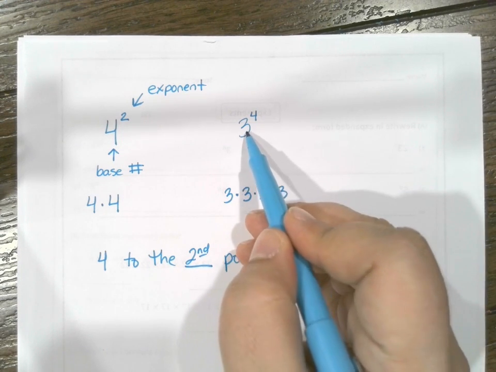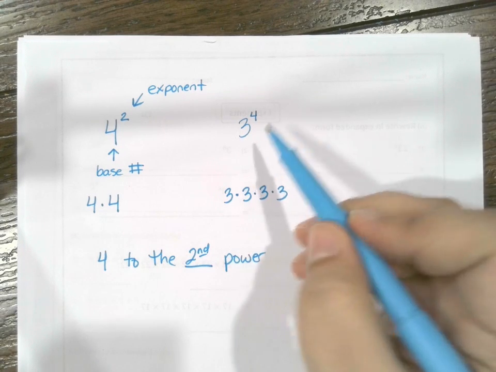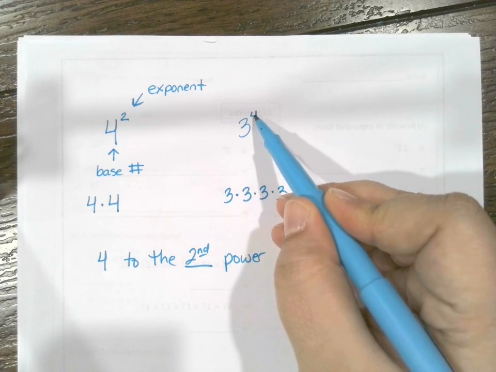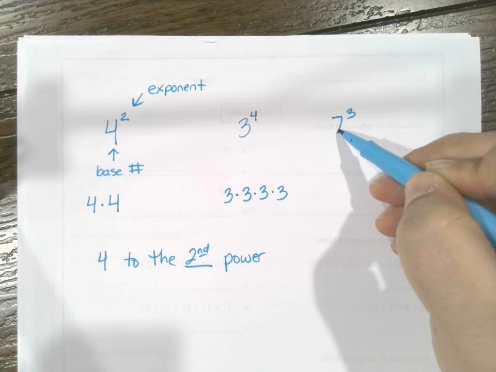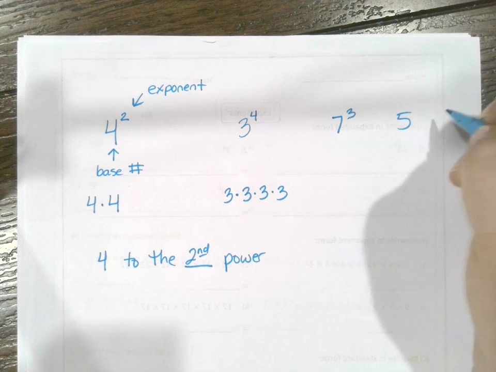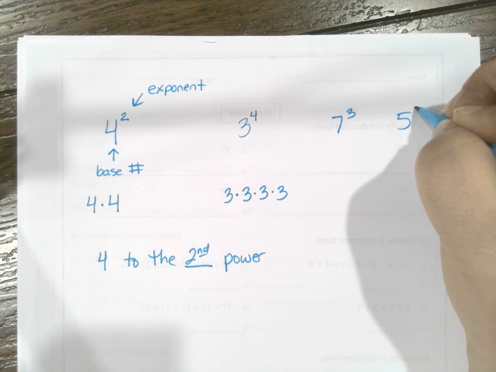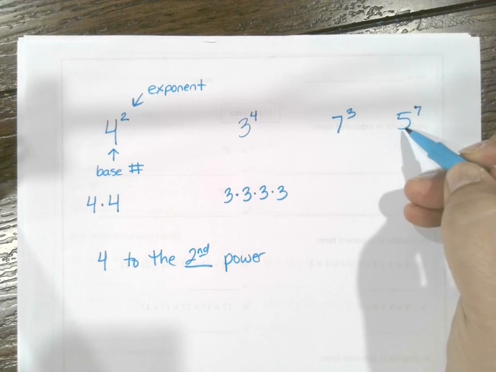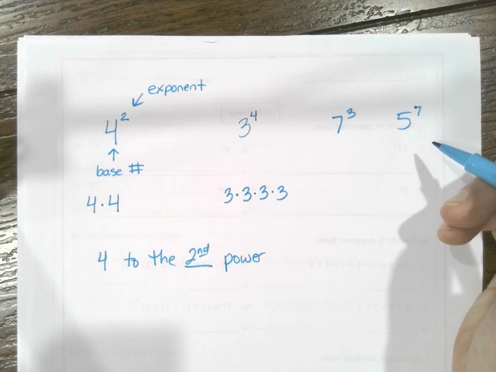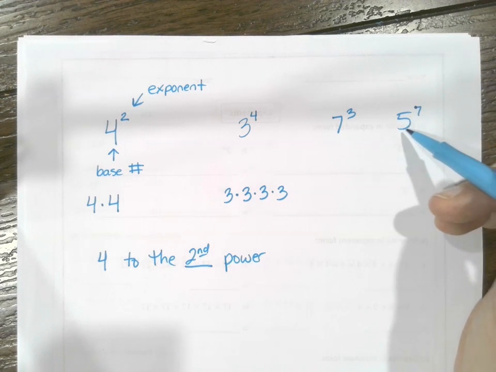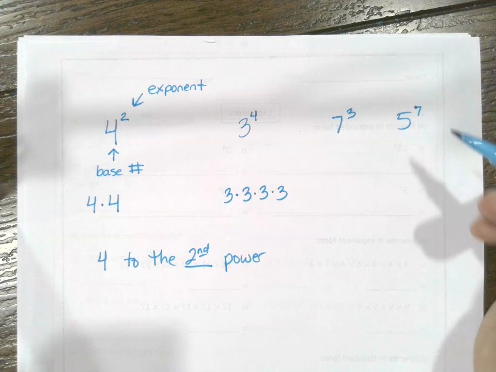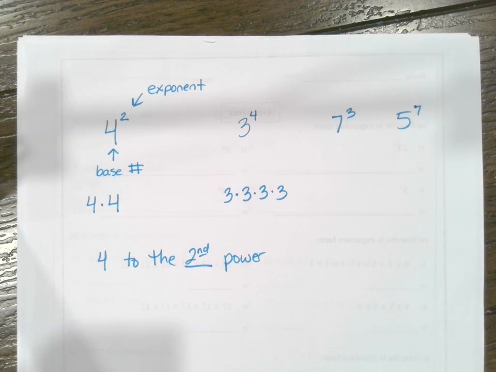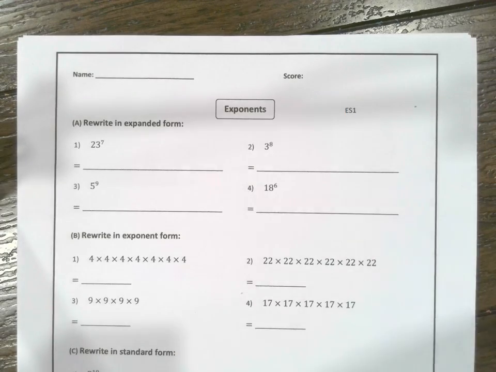This would be 3 to the blank power. So 3 to the 4th power. This would be 7 to the 3rd power. And then this would be 5 to the 7th power. So you always say the base number and then to the blank power. So 1st, 2nd, 3rd, 4th, 5th, and so on. Alright, let's get into the actual notes on the front. Flip it back over.